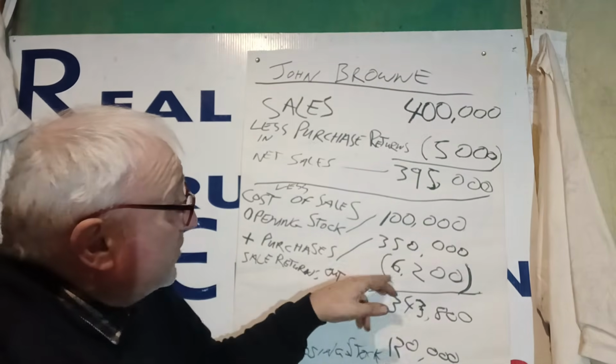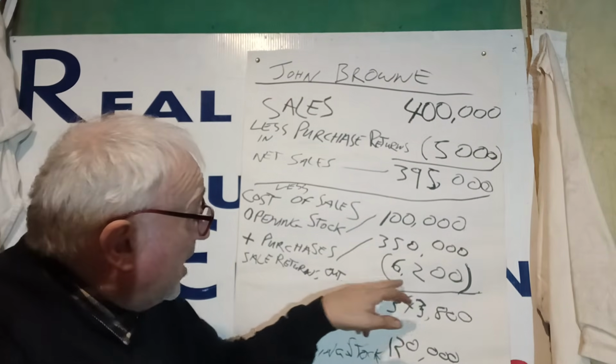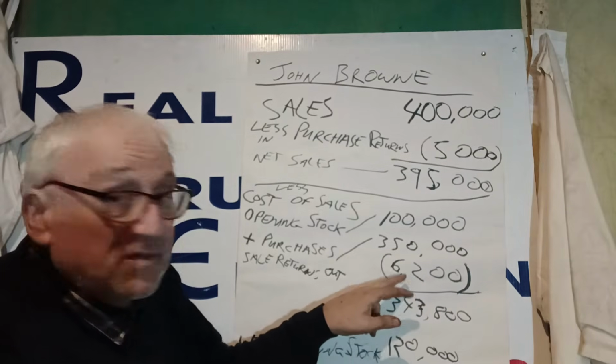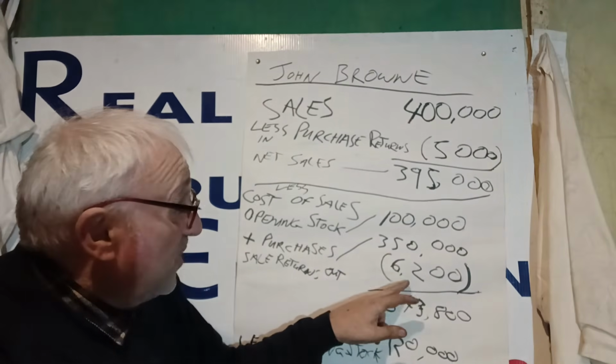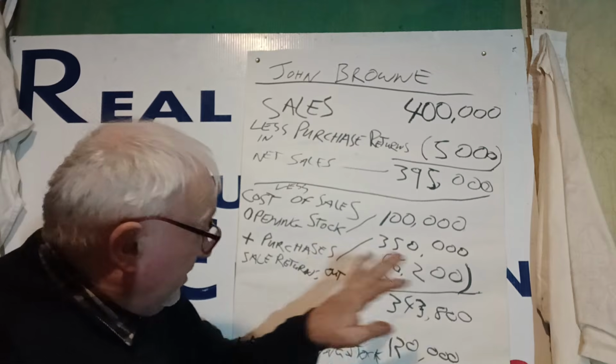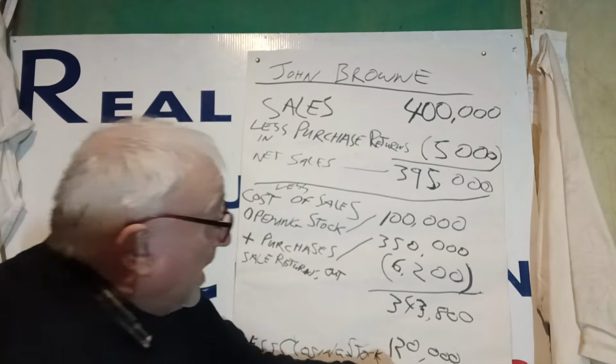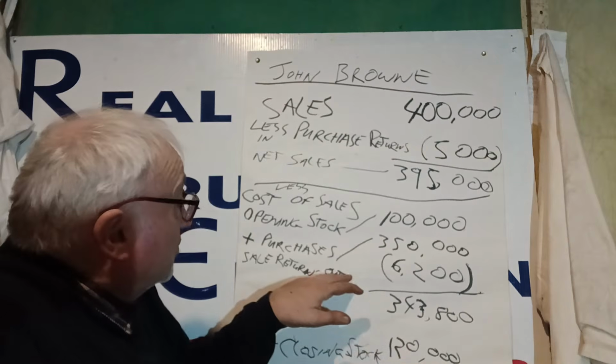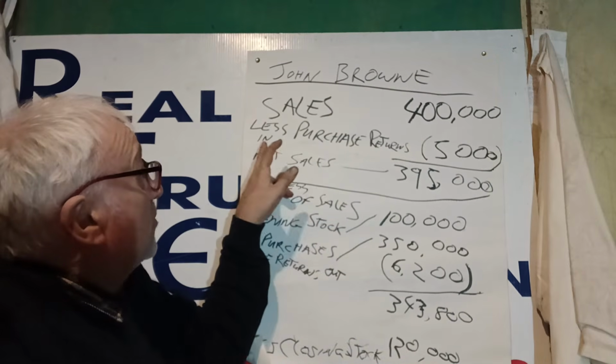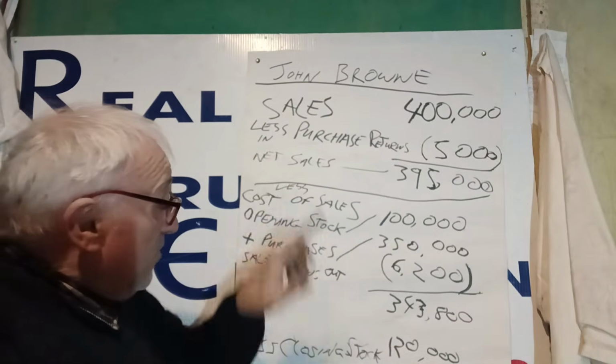6,200. So that's taken out because you're not paying for this. You are not paying for this. Your suppliers have to pay for it. You got the load, you sent it back to them, you're not paying for it. Okay, so you have that now. So that's purchase returns out. This is often called returns in. You see I have the word in written here.